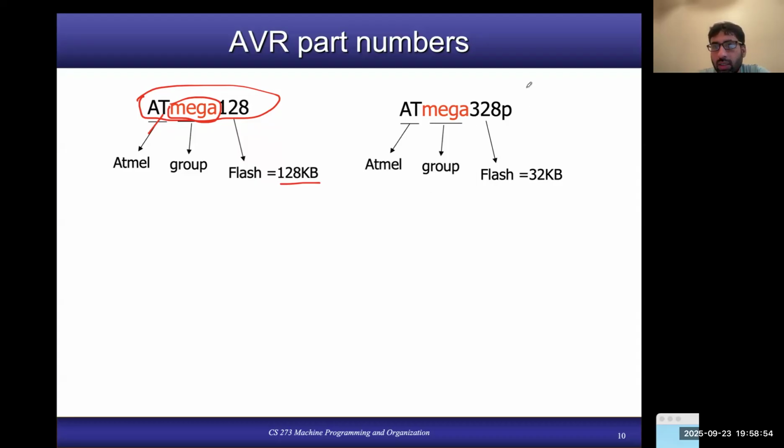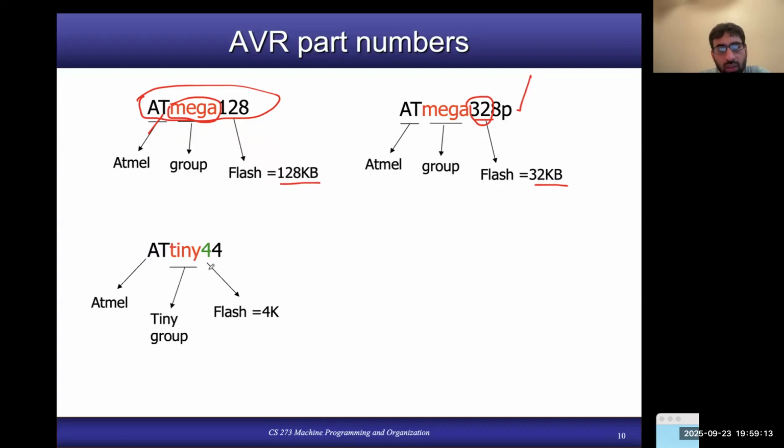This one is the one we are using in our labs. Here everything else is the same. When you read this number from left to right, 32 is the number which is a power of 2. So it tells us that the chip has 32 kilobytes of program memory.